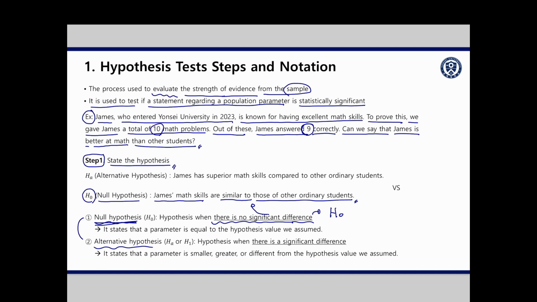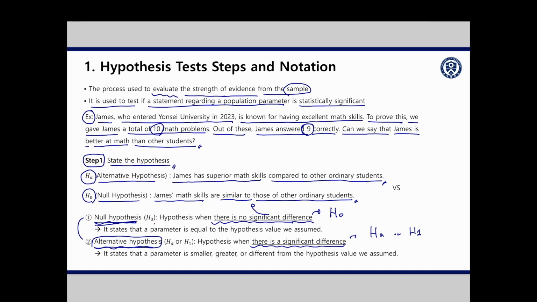On the other hand, the alternative hypothesis is the opposite of the null hypothesis. It represents the claim that there is a significant difference, and it is denoted by HA or H1. In this example, the HA, the alternative hypothesis, is that James has superior math skills compared to other students.